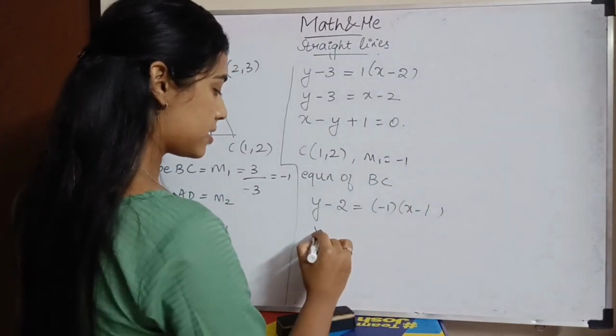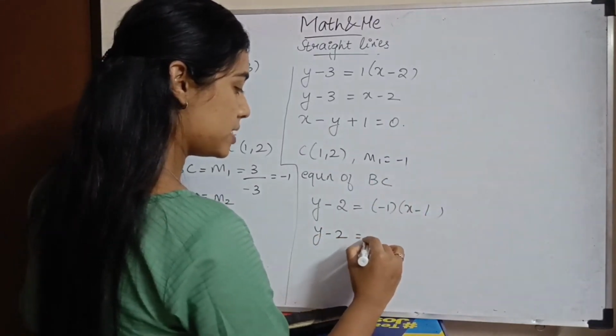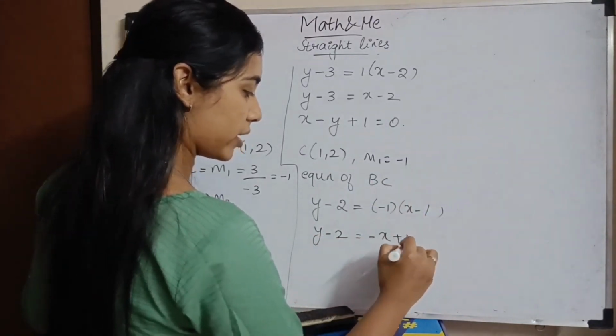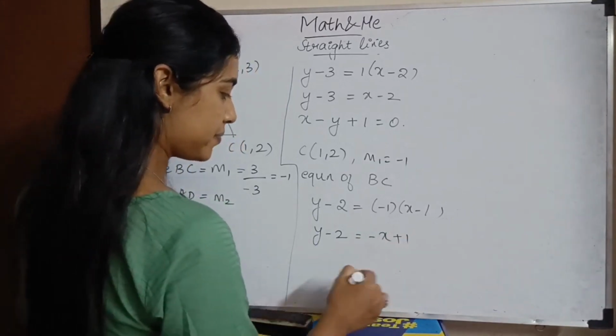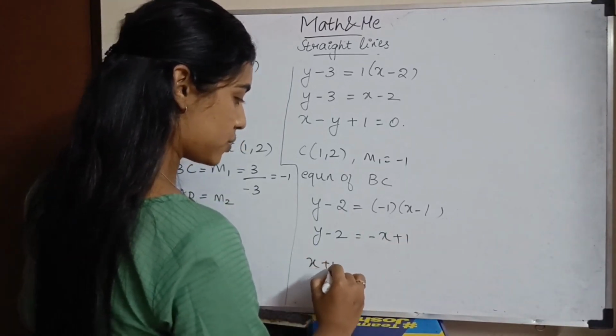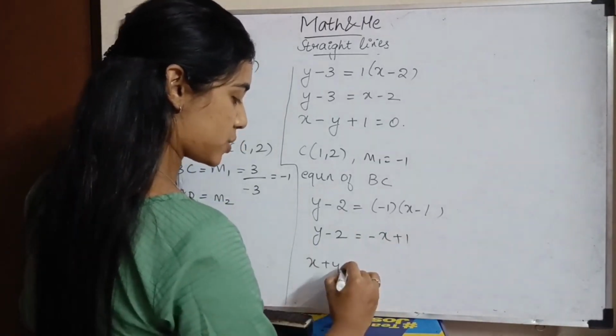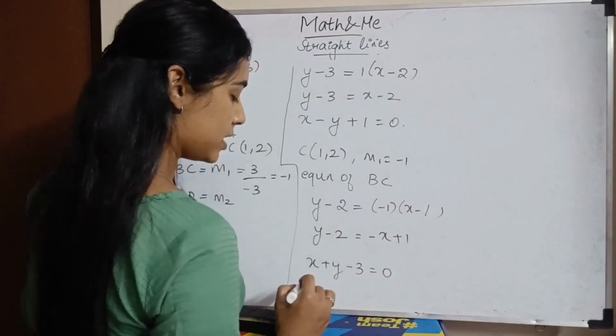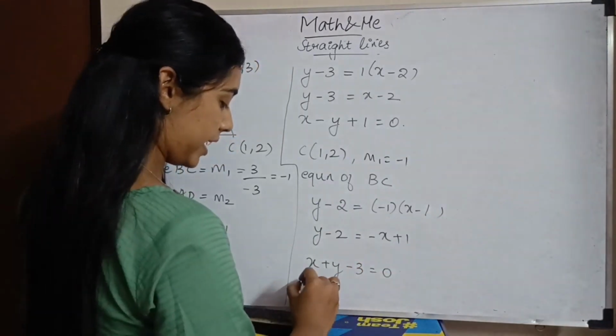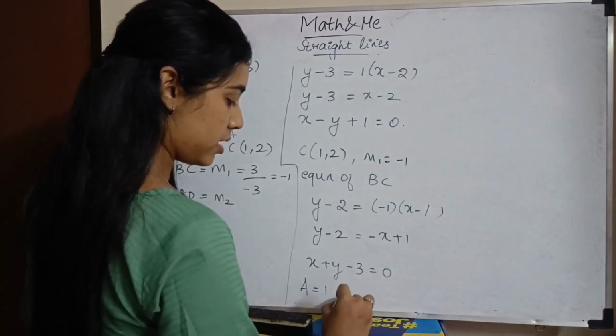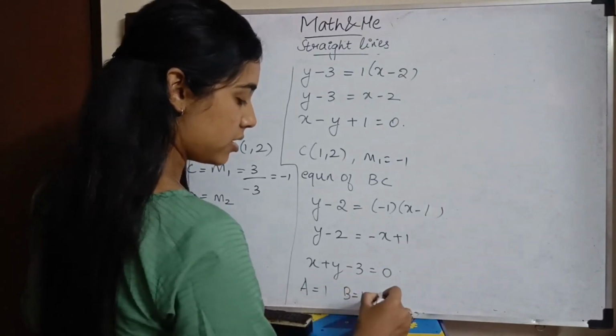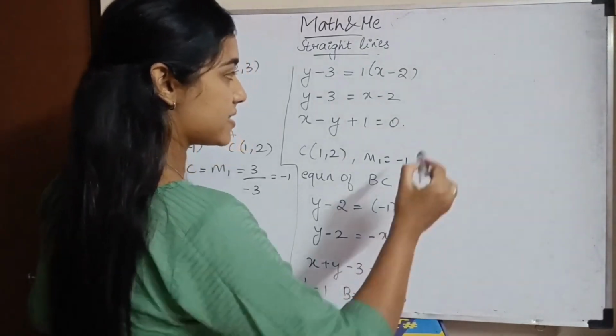So when I solve this, I have y minus 2 equals minus x plus 1. When I bring everything to one side, I have x plus y minus 2 minus 1, which is minus 3. So in this equation, my a value is 1, my b value is 1, my c value is minus 3.